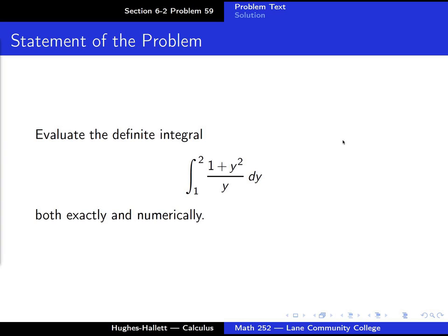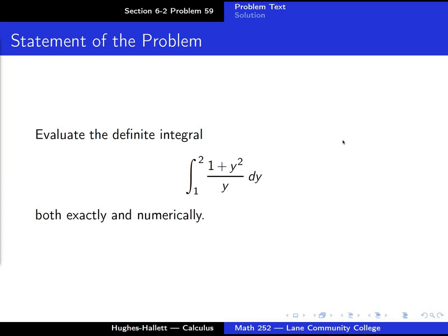By exactly they mean we're supposed to get an answer like the natural log of 3 or 5 minus the square root of 2, and by numerically that means we're supposed to come up with a decimal answer that's an approximation to our exact answer.